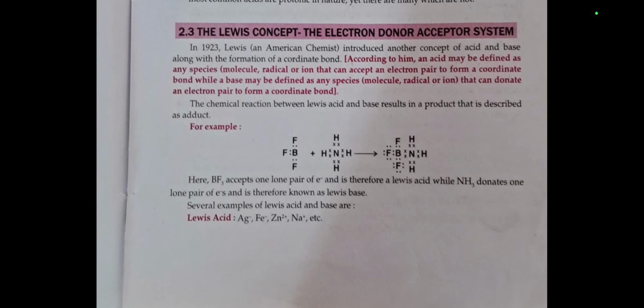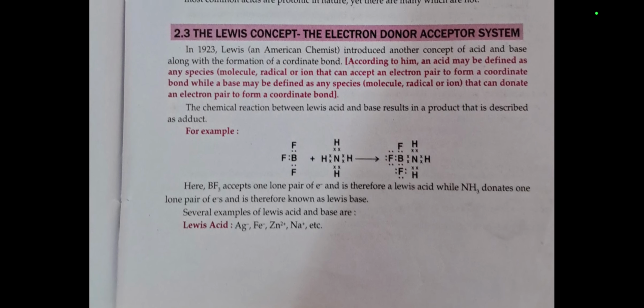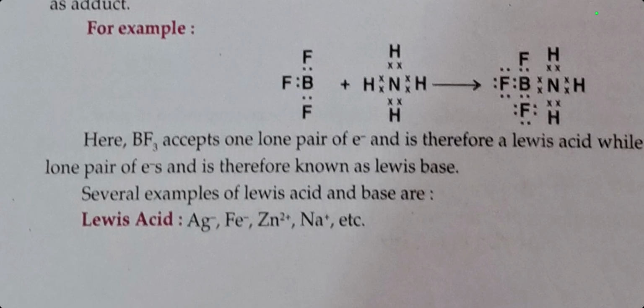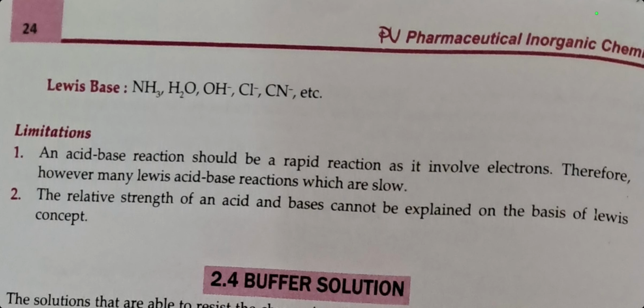What are the examples for Lewis acid? Silver ion, iron ion, Zn2 plus, sodium plus, etc. And Lewis bases are ammonia, water, hydroxyl, chloride ion and cyanide ion, etc.